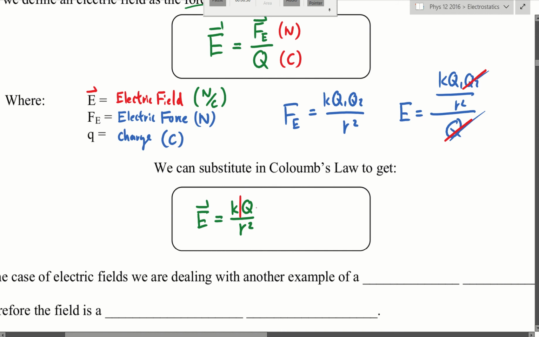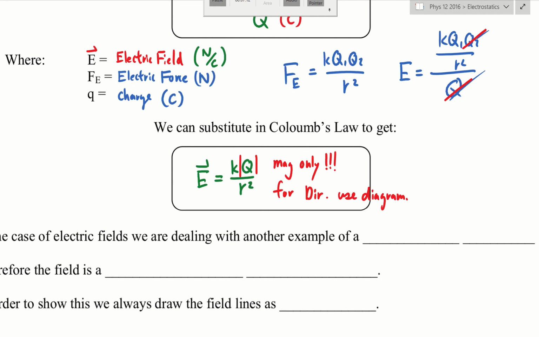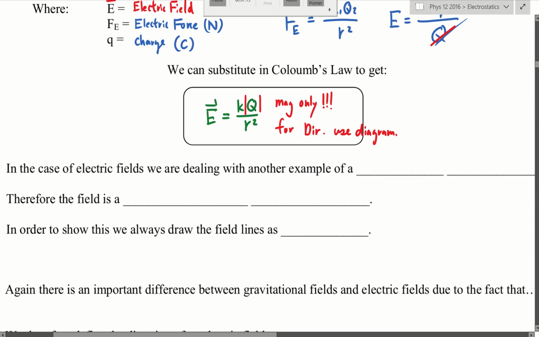Now, we have to add the same thing to this equation that we added to our force equation last time, which is this absolute value. So this equation can only get you the magnitude. For direction, just like last time, please just use common sense. For example, positive charge should give you an electric field that goes outward. Negative charge should give you an electric field that goes inwards. So for direction, use a diagram. Just draw a picture of a positive or negative charge, and you should know which direction it goes toward in the case of electric field.